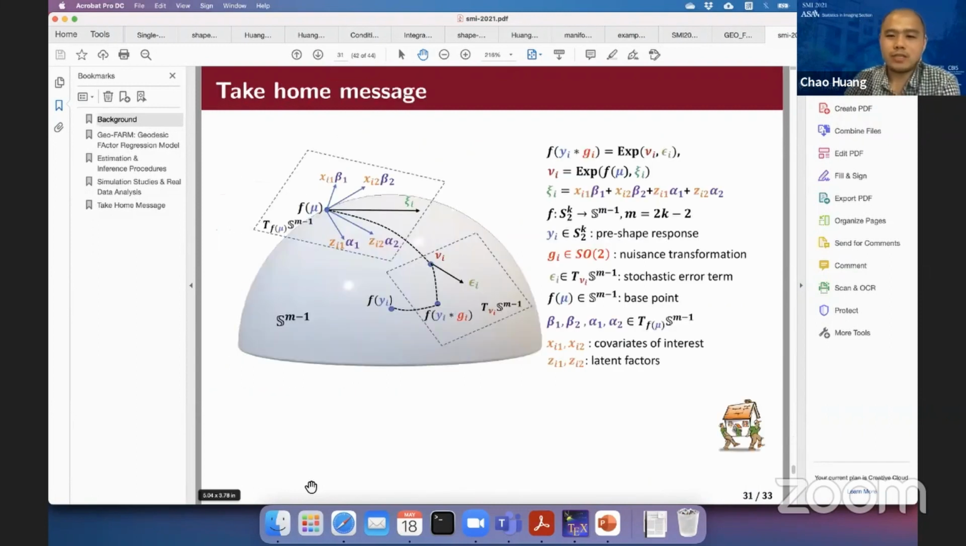And some take-home messages. I don't want to put too many words here. I think this picture is good enough to send the take-home message. You can get all the important information about our GRFARM from this picture.